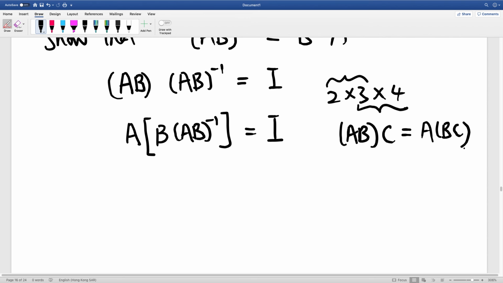Do you all understand what I mean? So you can do A, C, and B? No, that's wrong. So here to here, I just multiply B to AB inverse, and then you can put A on the left hand side.